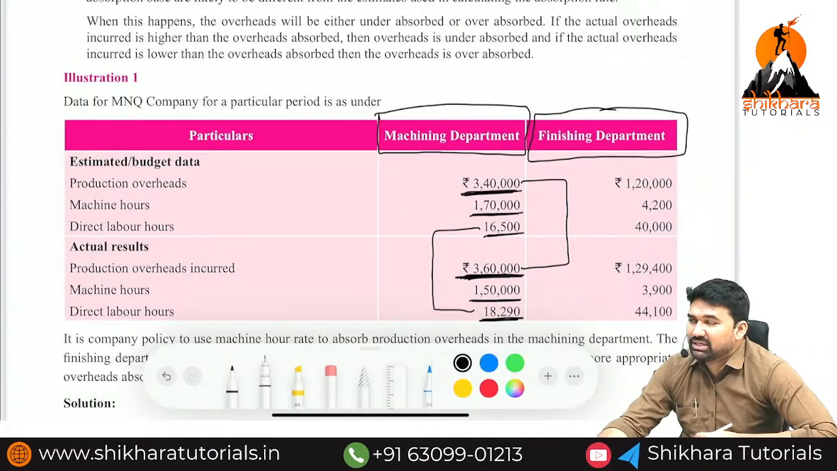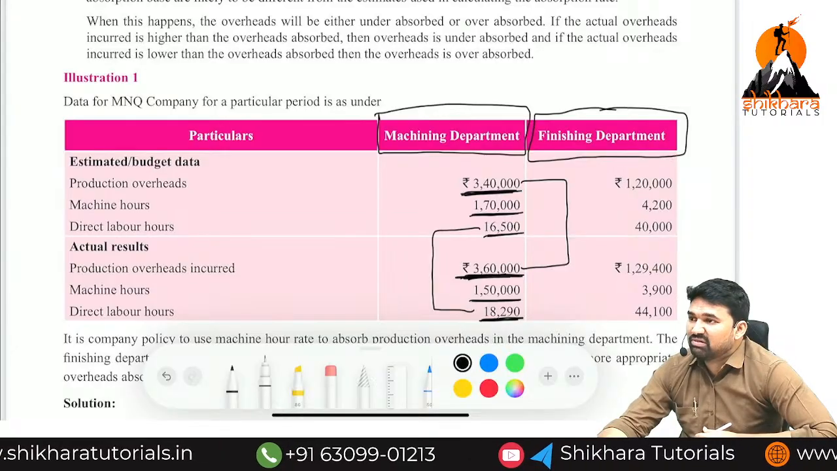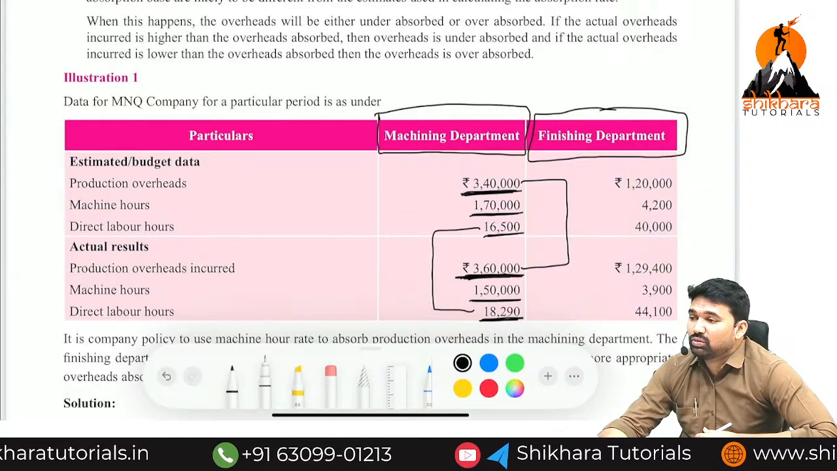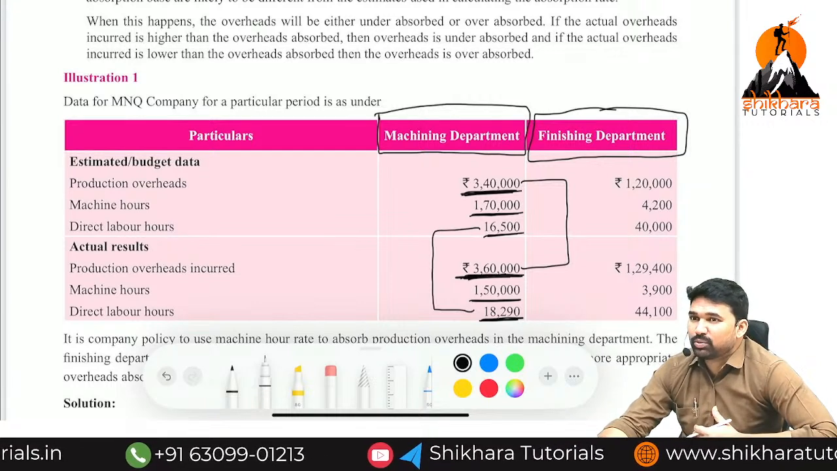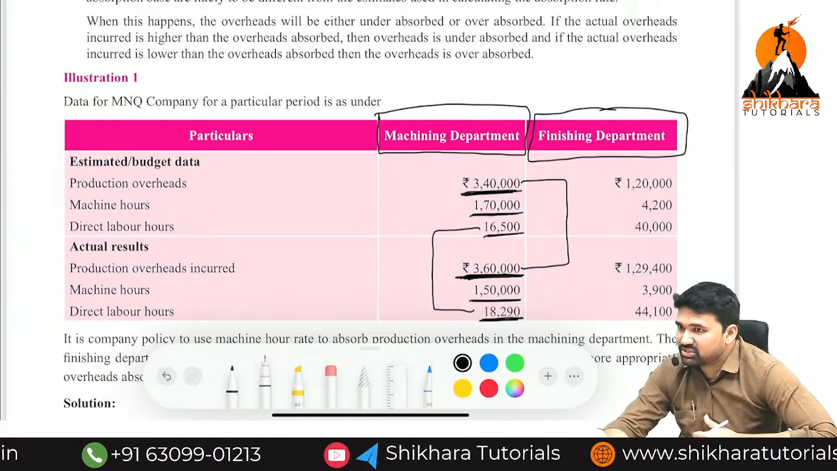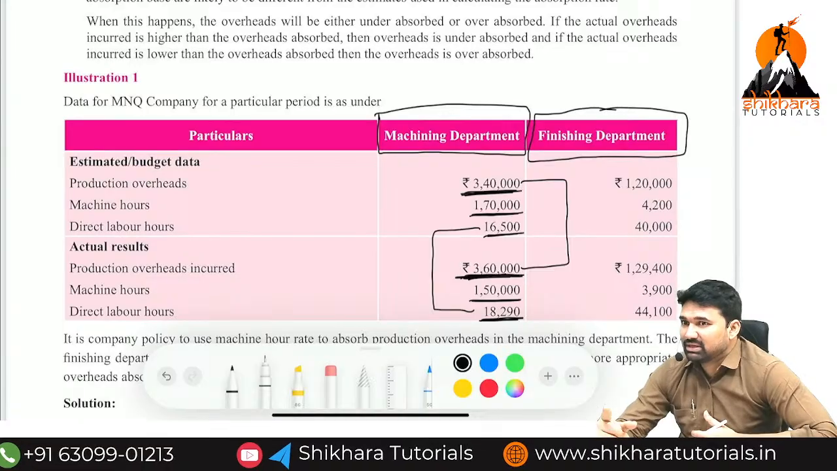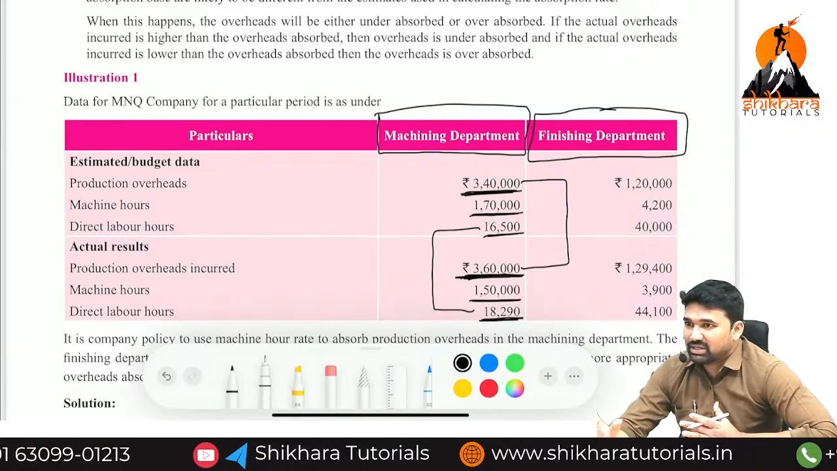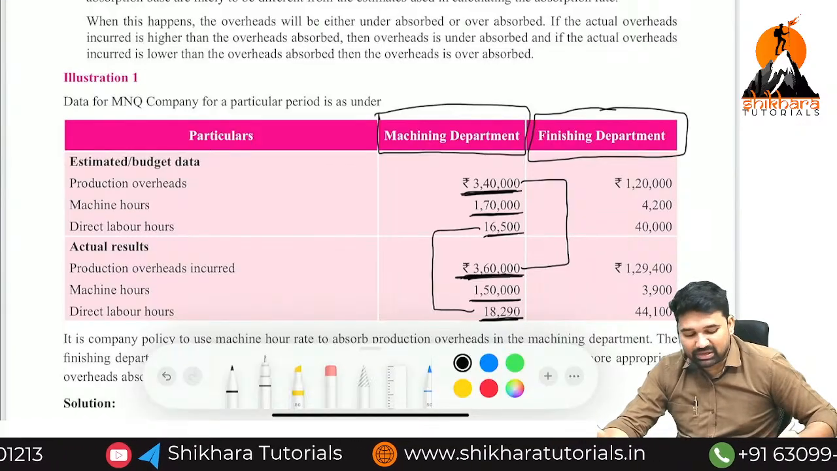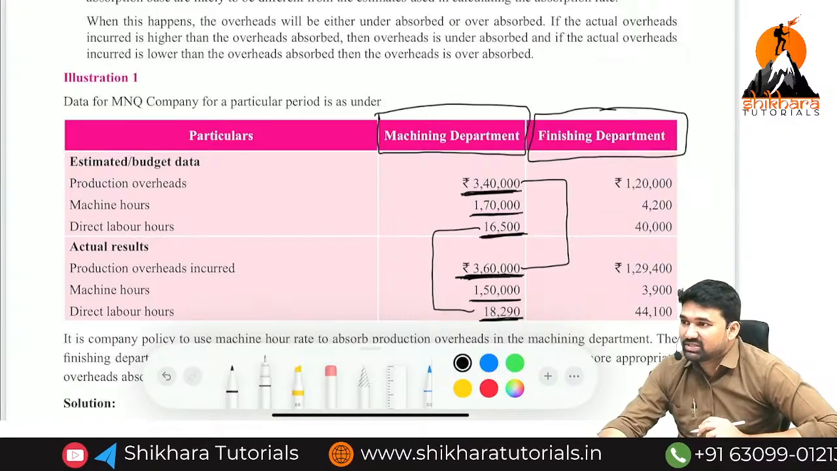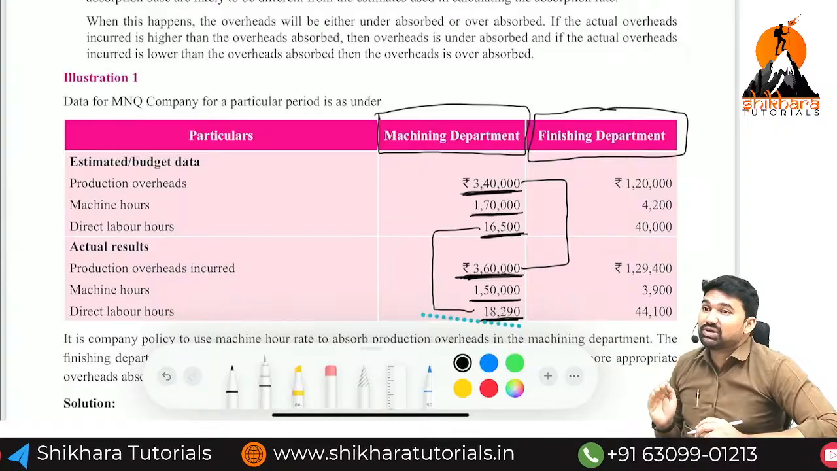In general, companies will pay employees and laborers on an hourly basis. They will decide some 100 rupees per hour. If you work for 6 hours today, how much will you get? 600. If you work for 10 hours, 1000. This way the payment will be given. For the production, what is the budget? 16,500 hours is the budget hours.